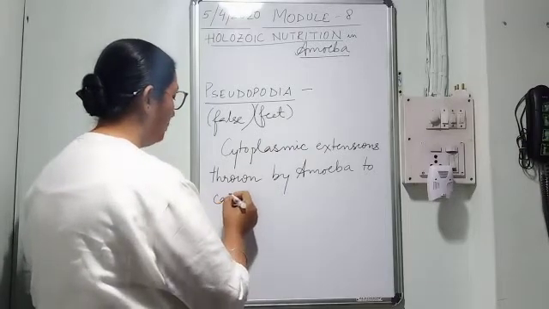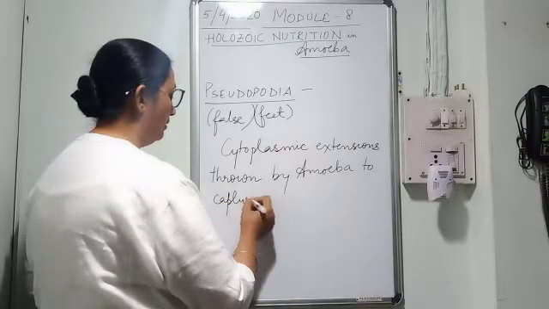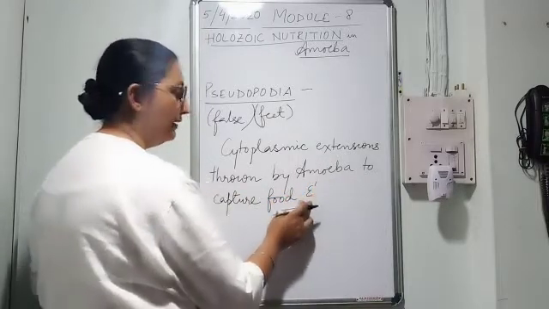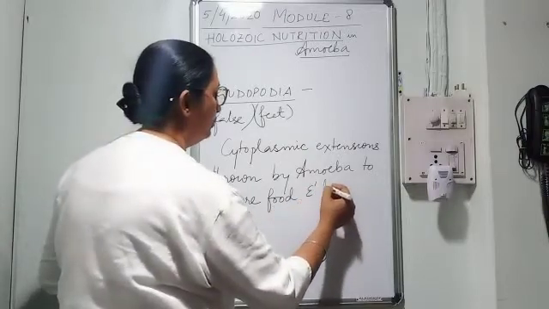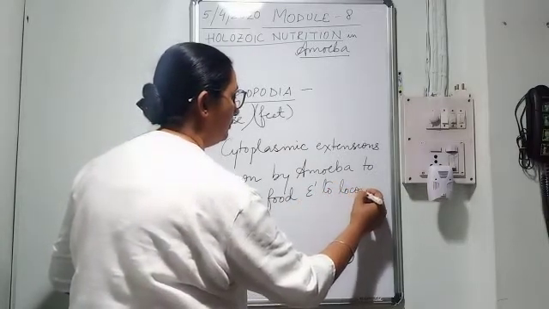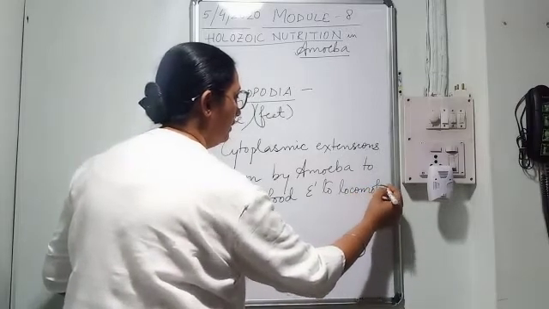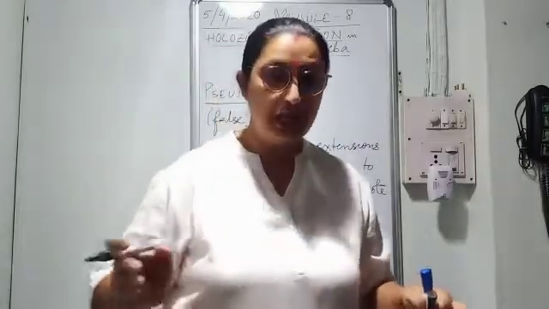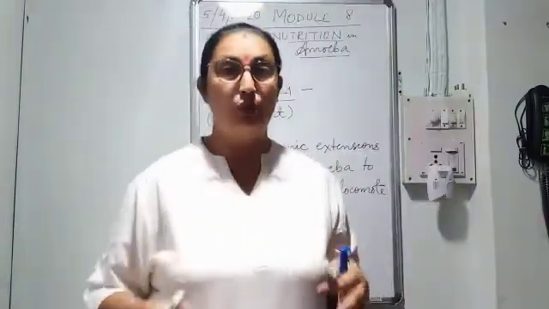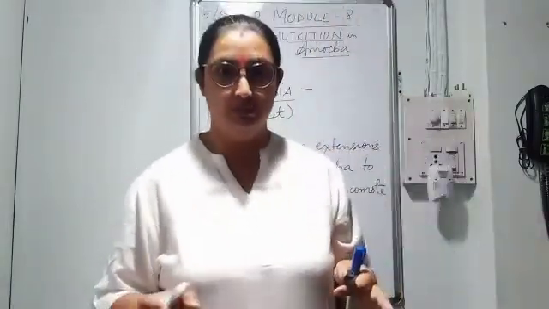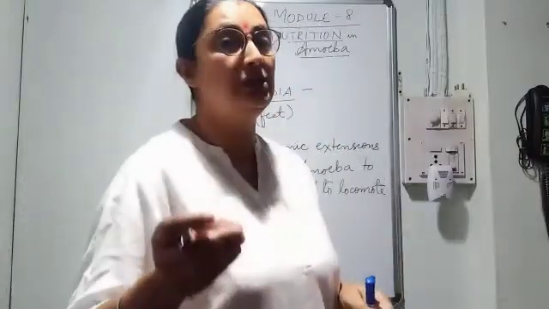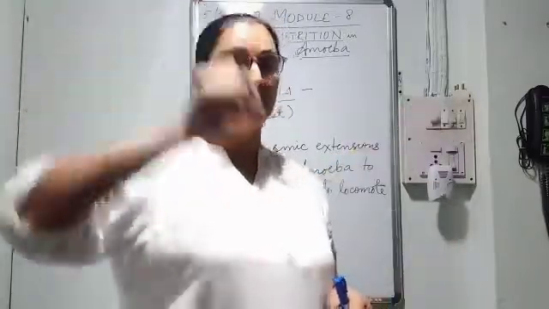To capture food and to locomote. Remember, there is a difference between locomotion and movement. This is movement. And when I change my position, that is called locomotion. That means I am locomoting to and fro. For small distances, locomotion is not used. I hope you all know that a train is also called a locomotive. It goes from one place to another.